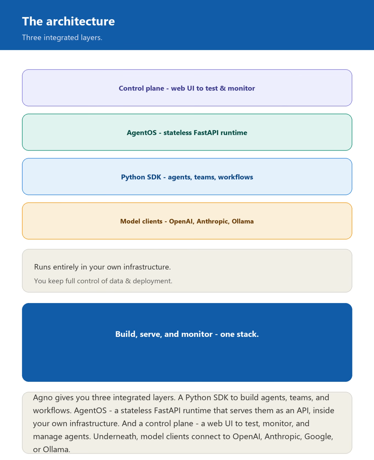Agno gives you 3 integrated layers. At the top, a Python SDK to build agents, teams, and workflows. In the middle, AgentOS, a stateless FastAPI runtime that serves them as an API, running entirely inside your own infrastructure. And a control plane, a web UI to test, monitor, and manage your agents. Underneath, model clients connect to any provider, OpenAI, Anthropic, Google, or Ollama.